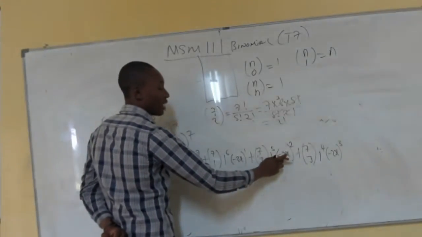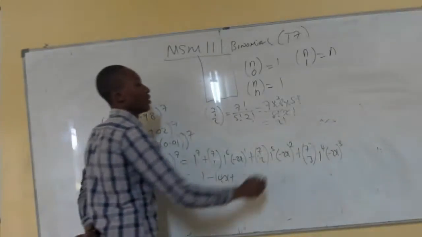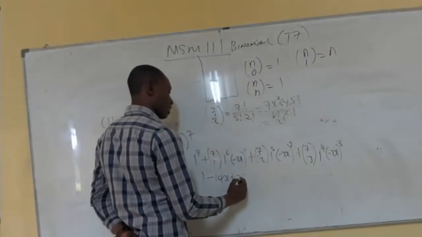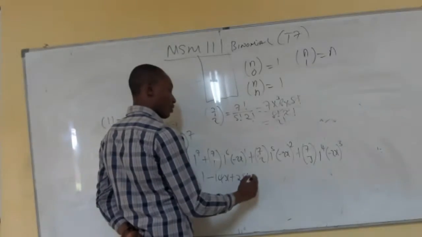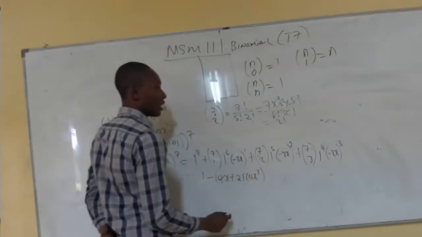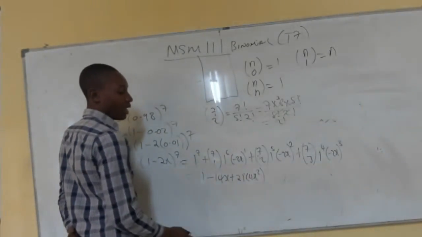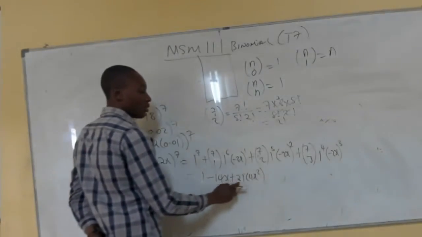Then 21 times negative 2 to the power 2, which is 4. So it's 21 times 4. I'll just write 21 here. Then we have 4x squared. But basically we know that this is 84. Right, so this is 84.